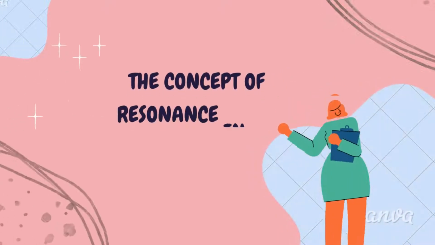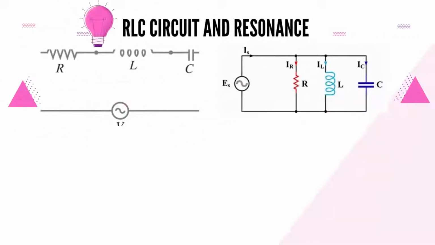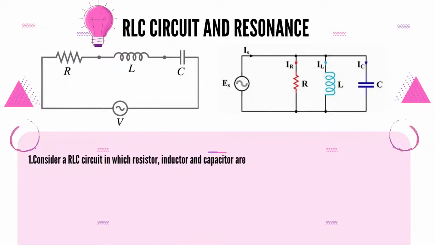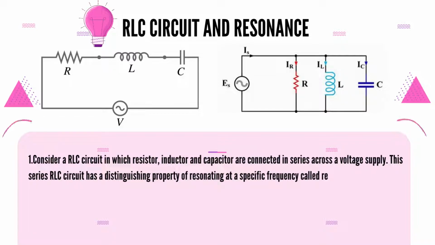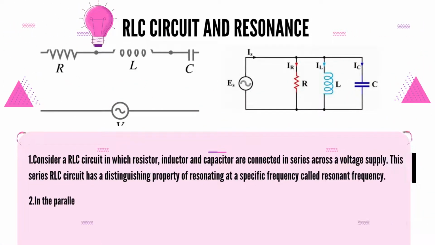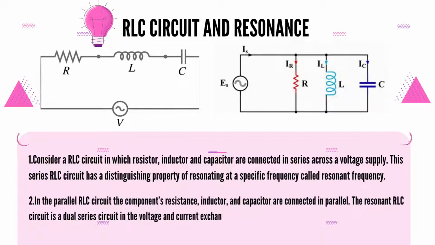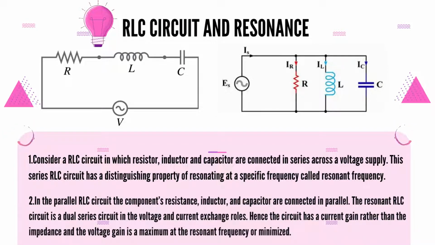The concept of resonance in an RLC circuit is something we are very familiar with and have done a lot of problem solving on in our earlier classes. The series as well as the parallel RLC circuit has a distinguishing property of resonating at a specific frequency, known as the resonating frequency. A parallel RLC circuit is the dual of a series circuit, with voltage and current exchanging roles, hence it has a current gain rather than an impedance gain.